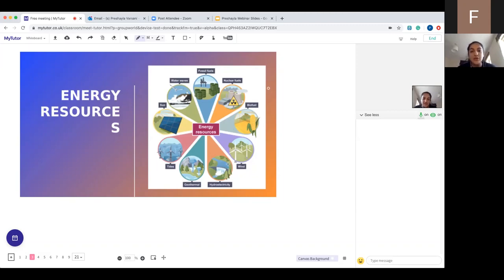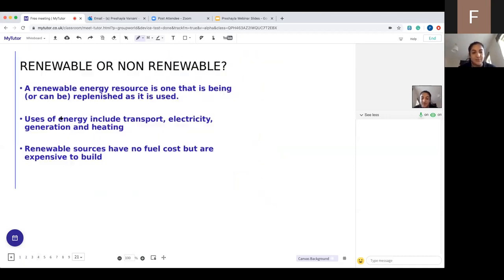Okay, so they're all used in different amounts. Fossil fuels and nuclear fuels tend to be the most used out of the 9, with water waves and tides less so. Some are renewable and some are non-renewable. So we're just going to go through each energy resource, talk about whether it's renewable, whether it's non-renewable, its advantages, its power, and its uses.